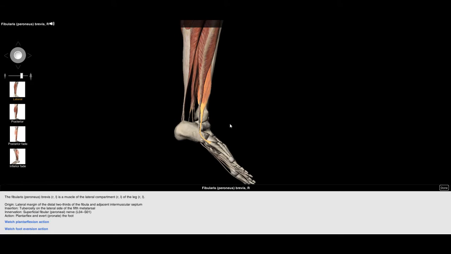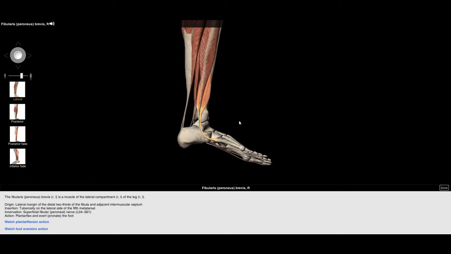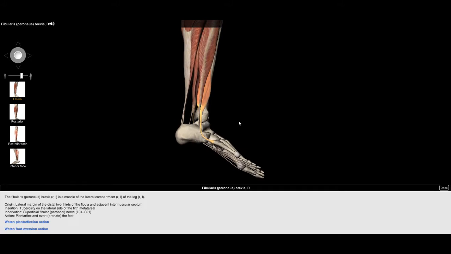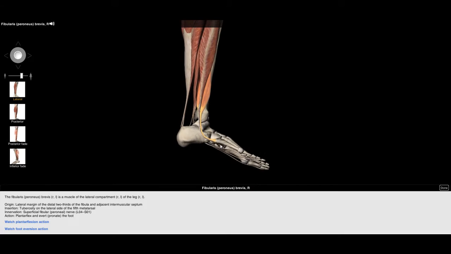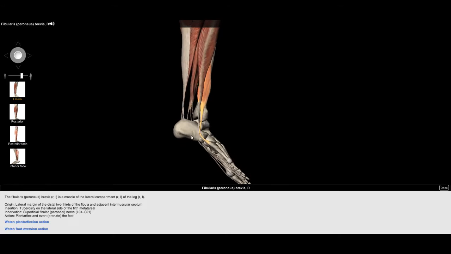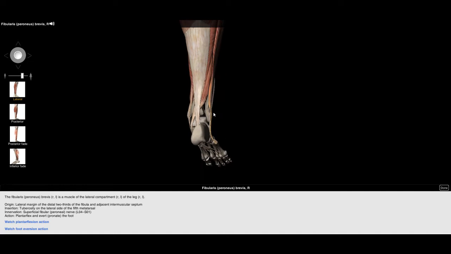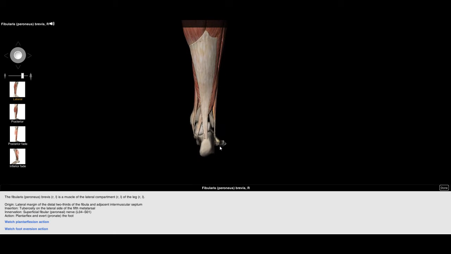Peroneus brevis originates on the lateral margin of the distal two-thirds of the fibula and inserts into the styloid process or the tuberosity on the fifth metatarsal. And it is almost a much more pure sagittal plane motion. And again, in space, it's helping to plantar flex and evert a little bit. But we're going to look and see what it does from a functional perspective when we start talking about gait.